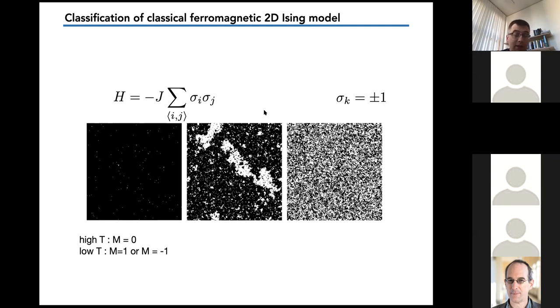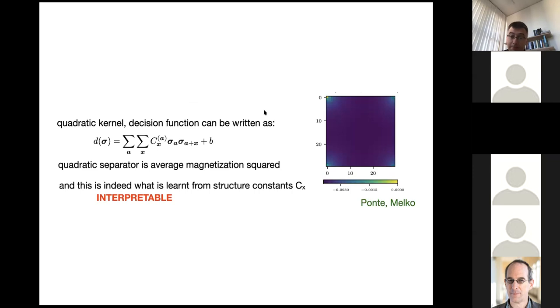Now, how would the phase classification problem for the Ising model work? If you look at this decision function that I introduced before, and you use a quadratic kernel, then it doesn't take long to realize that the decision function can be written in the following way. We have the sum over all lattice sites A, the sum over all lattice distances x away from A, some structure constant C_xA, and then the spins sigma on site A and the spin sigma on site A plus x. And then there is this constant bias term b, which then takes the value plus or minus one for the support vectors. So this is the form of the decision function.